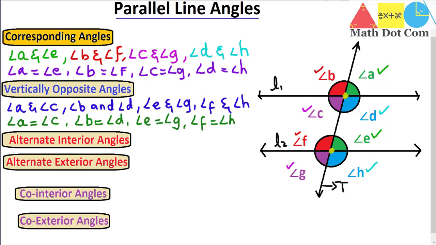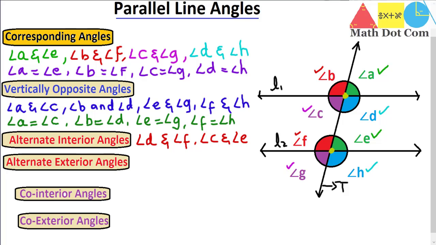Next is alternate interior angles. Now as its name indicates, alternate interior angles. First of all, these angles will be interior. It means the angle between the two parallel lines, angle inside the two parallel lines. And alternate means they will occupy the alternate position on the transversal. So if one angle is on the right, then the other will be on the left side of the transversal but on the different line. So alternate interior angles here will be angle D and angle F, and another pair is angle C and angle E. So these are the alternate interior angles.